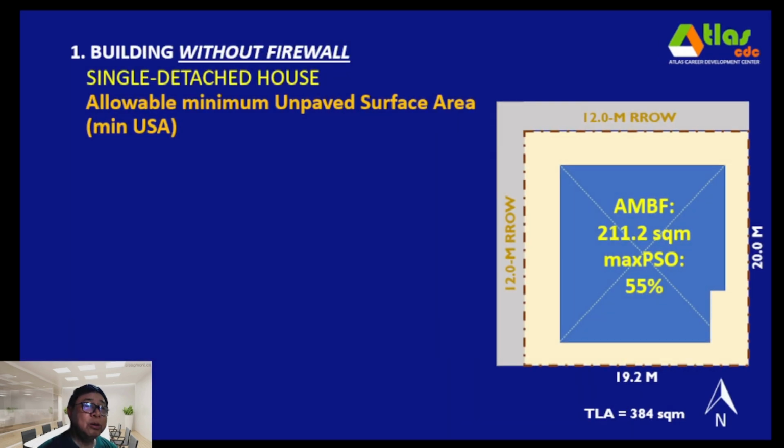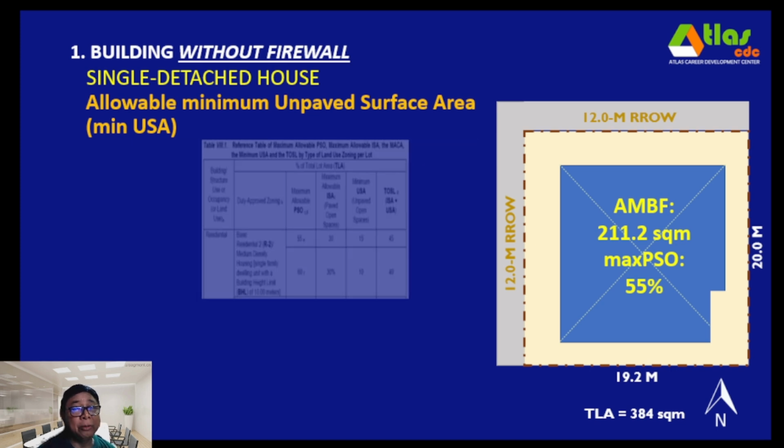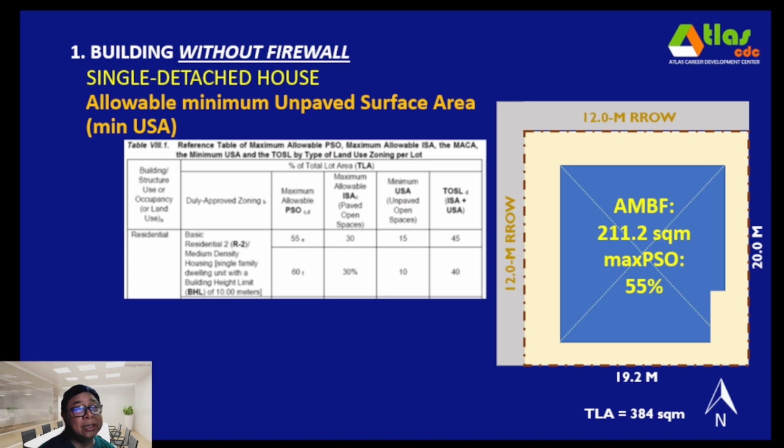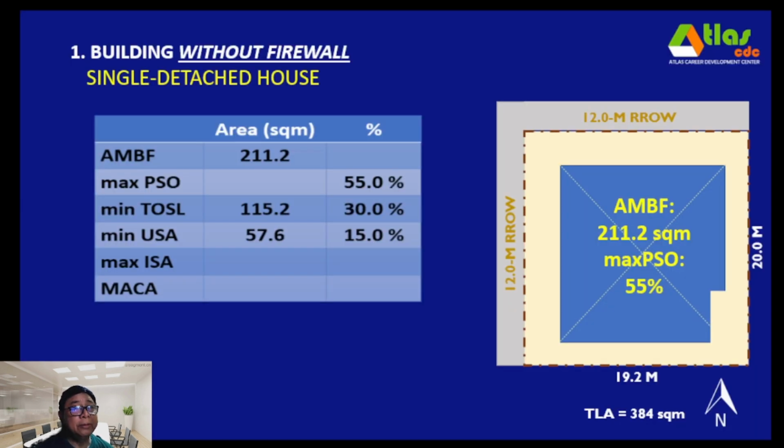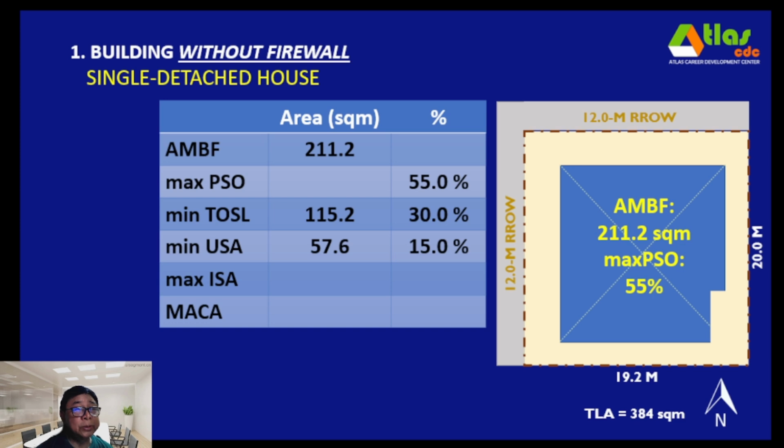So we have now to compute the minimum unpaved surface area allowable, and our reference here simply is table 8.1. Whatever is there, you only have to multiply the percentage given with our TLA of 384 square meters, which will give you the value of the minimum USA at 57.6 square meters. So now we finalize the value of the minimum USA at 57.6 square meters, 15%.